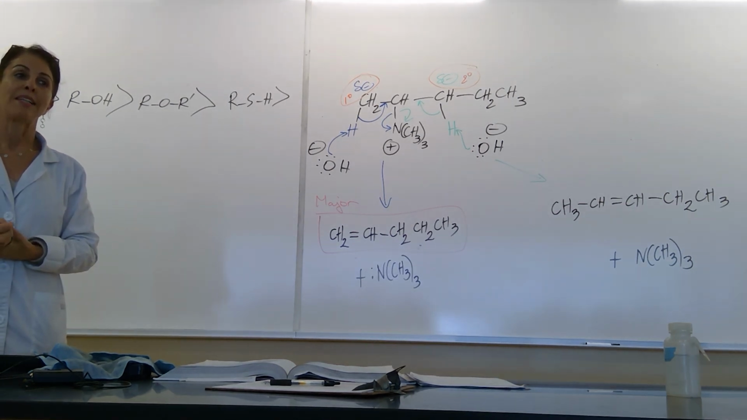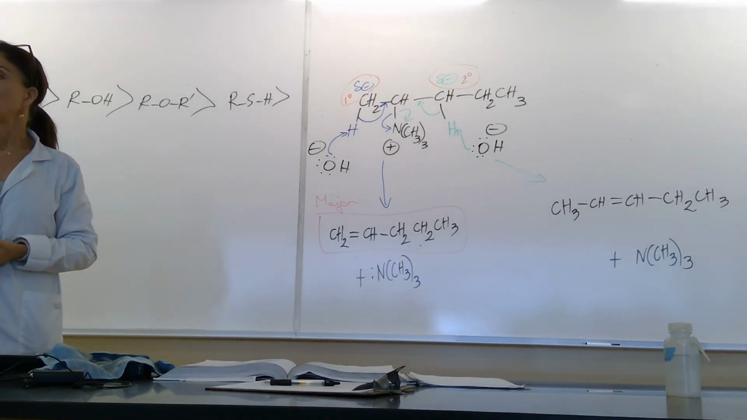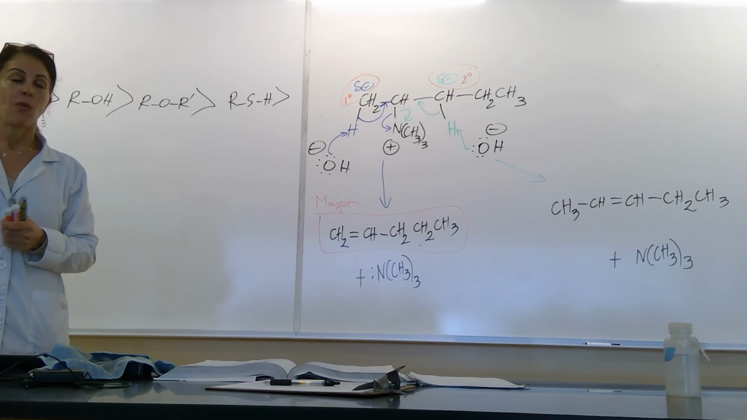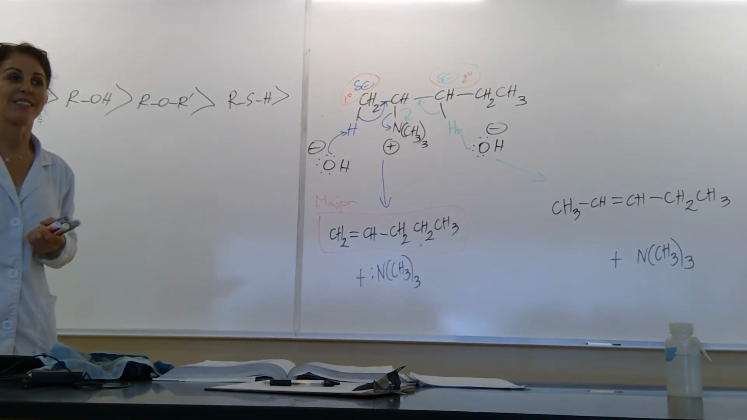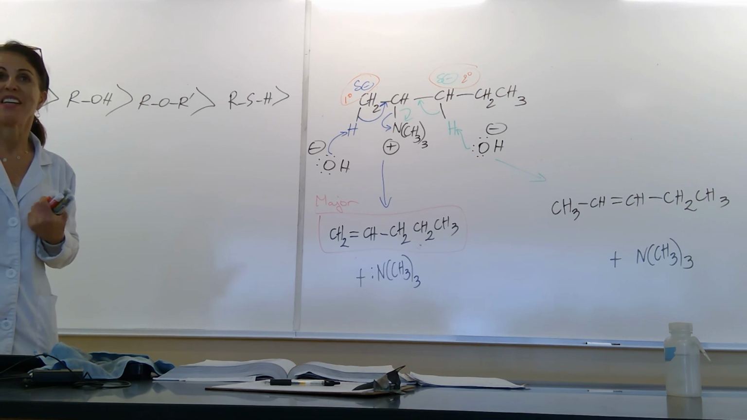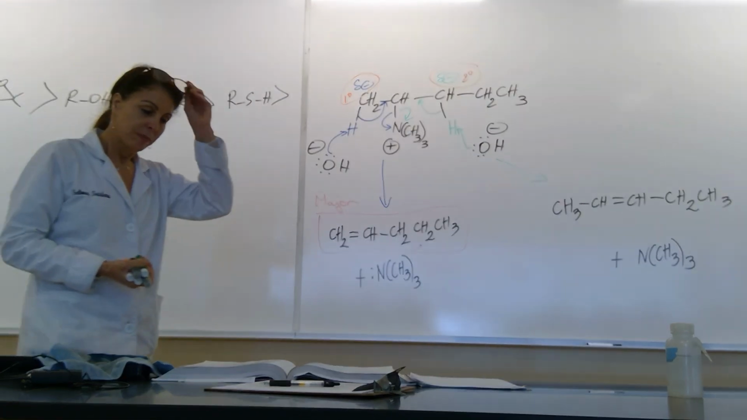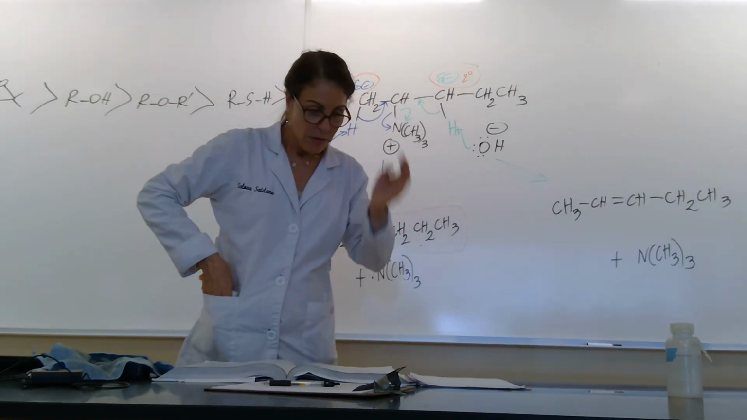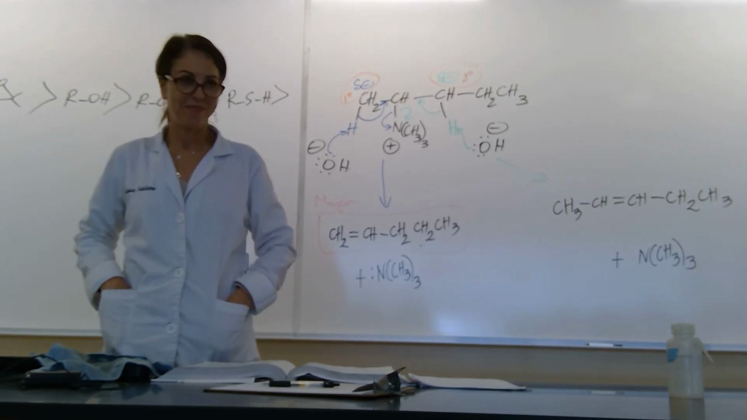So this is called anti-what? Zaitsev. So normally, we like to go with the most substituted, but it's not always the case. If your intermediate is a carbanion, it means the one with less substituent is the most stable. So that covers the entire chapter.